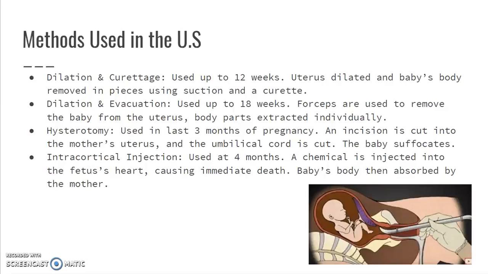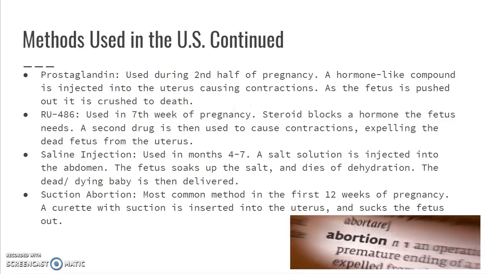For intracardiac injection, this can be used at 4 months after the baby has been conceived, so a little less than halfway through the term. A chemical is injected into the fetus's heart, which causes its immediate death. The body is then absorbed by the mother since it is so early on. Here are the methods continued.